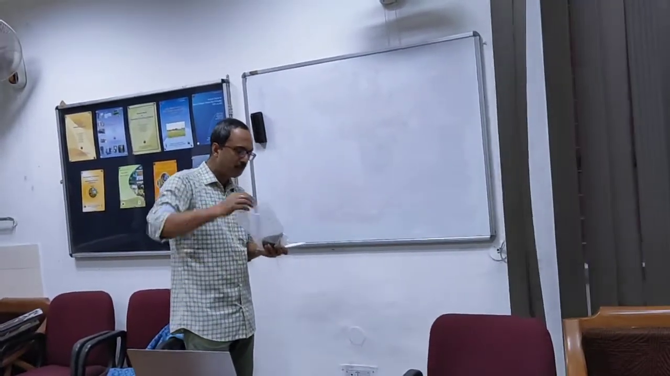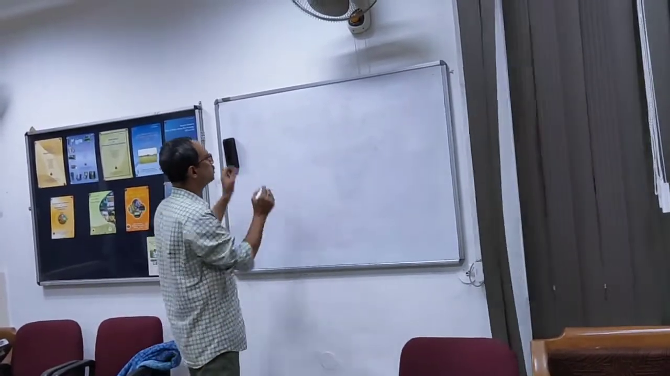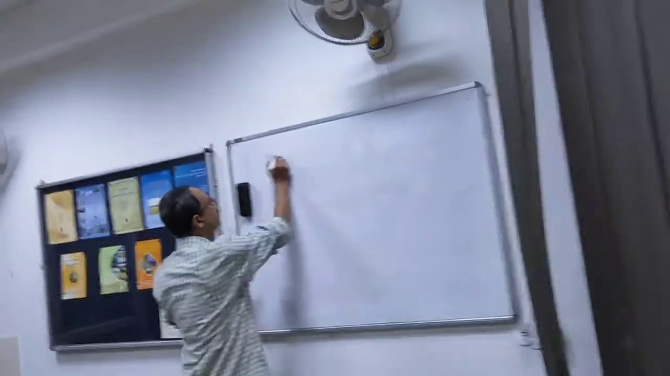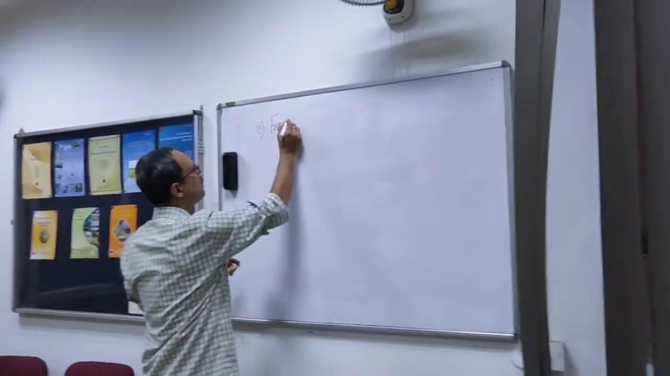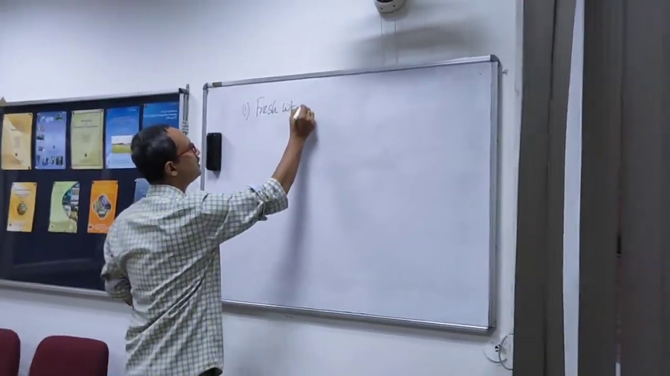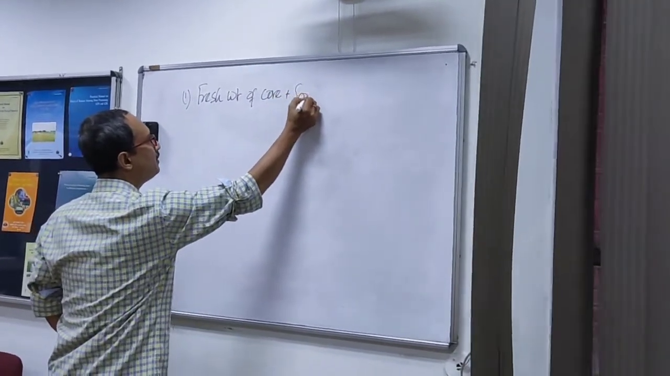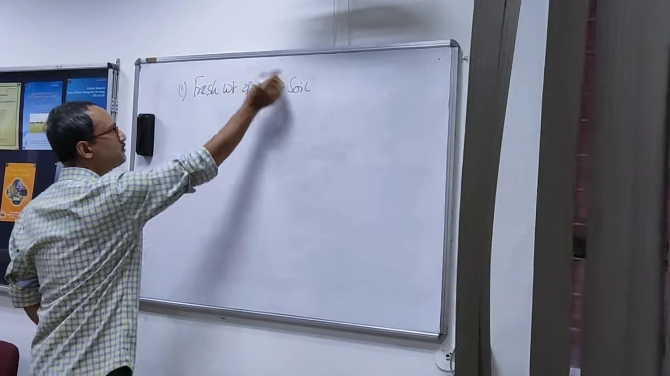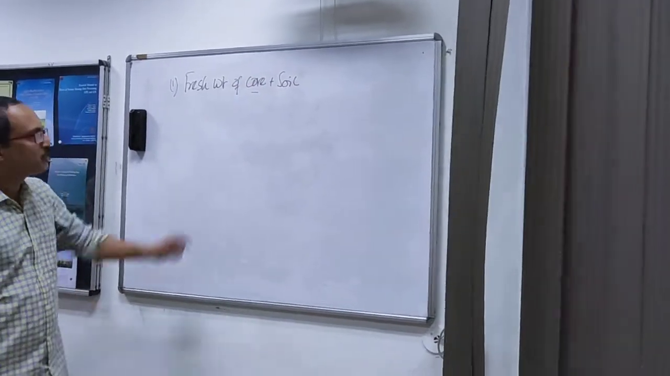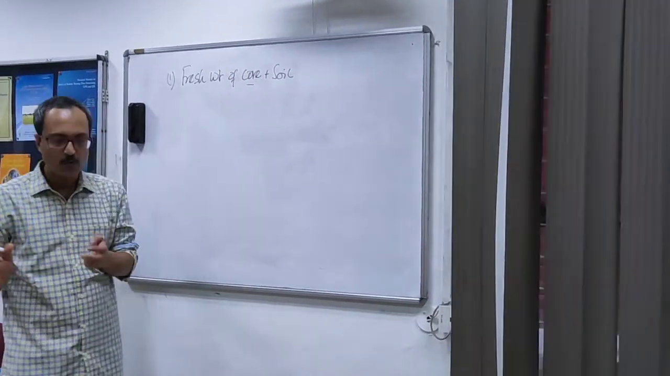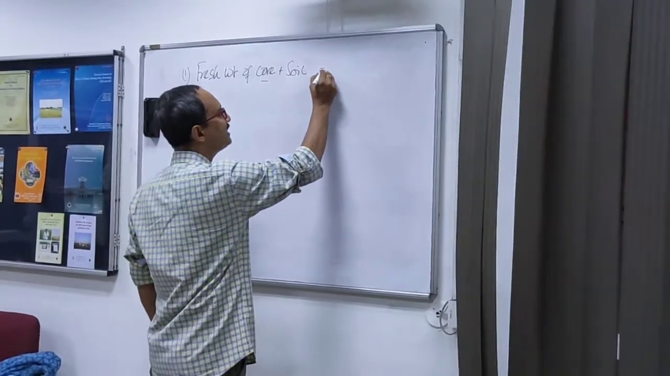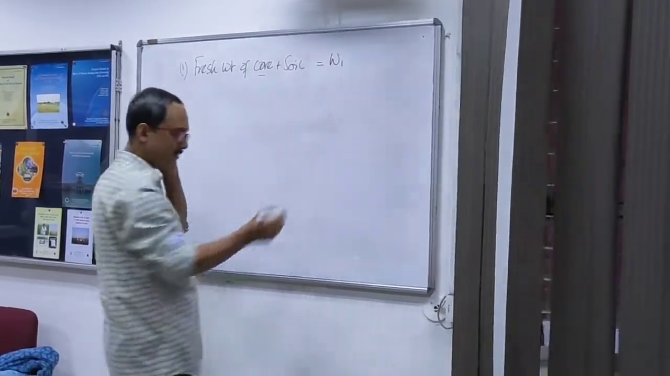So the first step is you have to take the fresh weight of the core plus soil, or you can write the core plus fresh soil weight, whatever. So it is the fresh weight of both things, core and soil. I am writing it as W1.